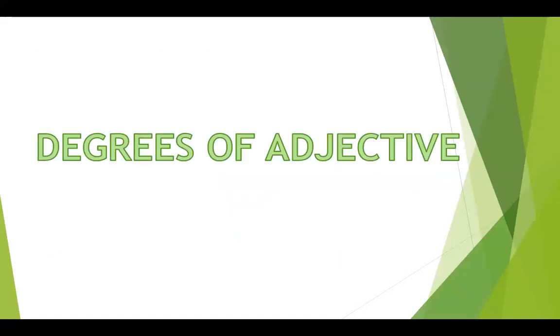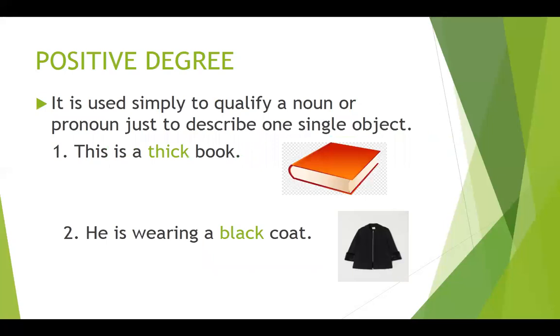Now next we discuss degrees of adjective. Adjective has 3 degrees. Number 1 is positive. So positive degree is used to simply tell the quality of a single noun. If a single noun is in front of you and you have to say just about the quality of that single noun, then you will use positive degree. For example, this is a thick book. Thick is positive degree. Okay, one book is available and that is thick. So we say this is a thick book.